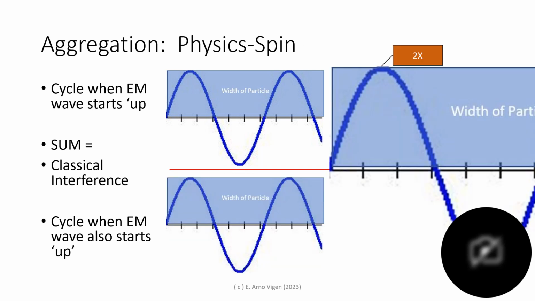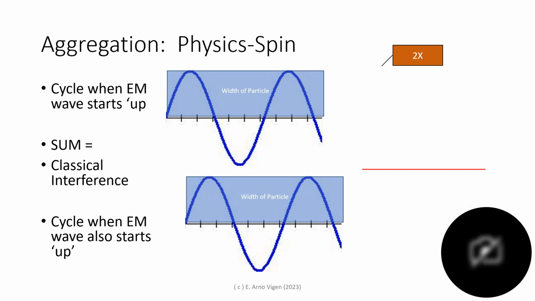Now, in the aggregation point, all that happens is you get twice the energy. It goes up by 2. And in between, you basically get these patterns where they're offset.